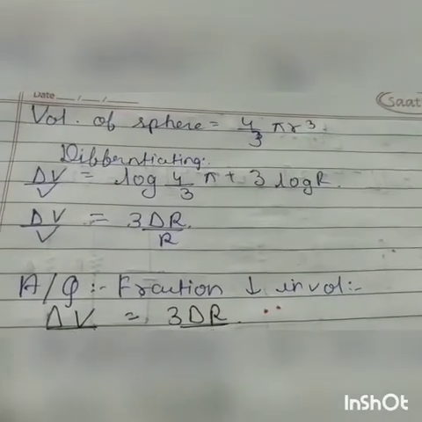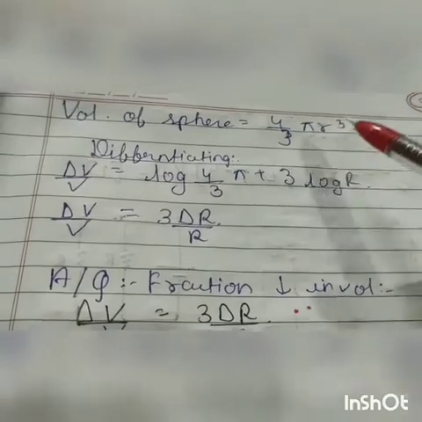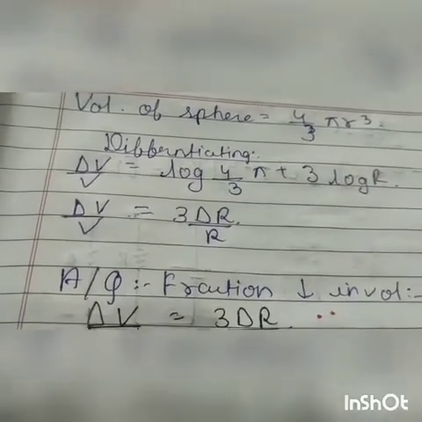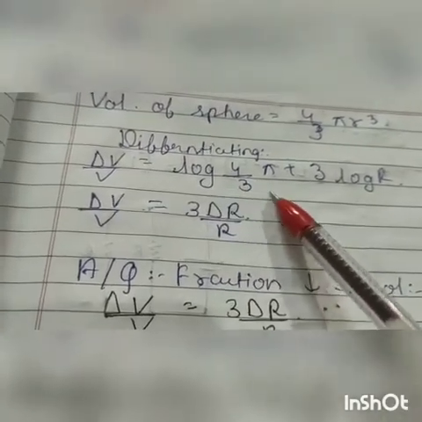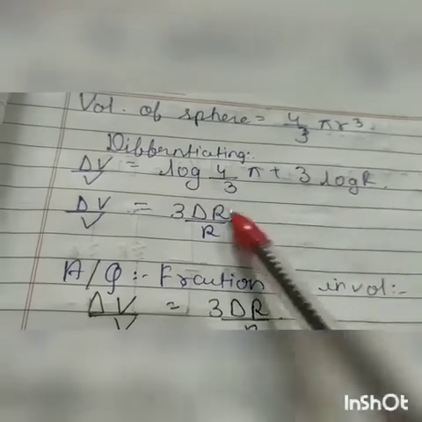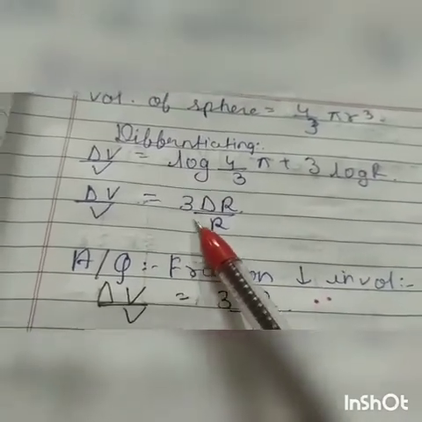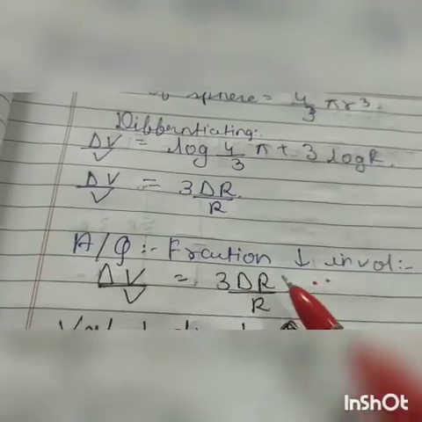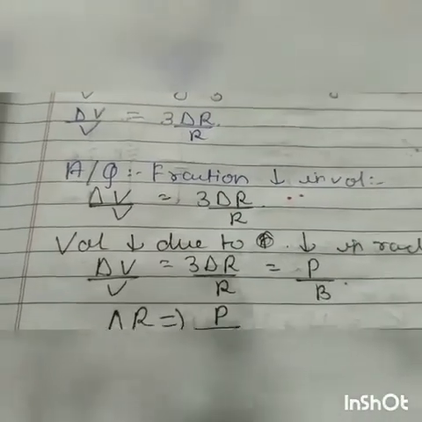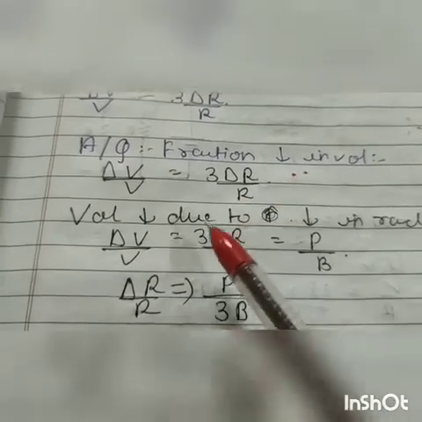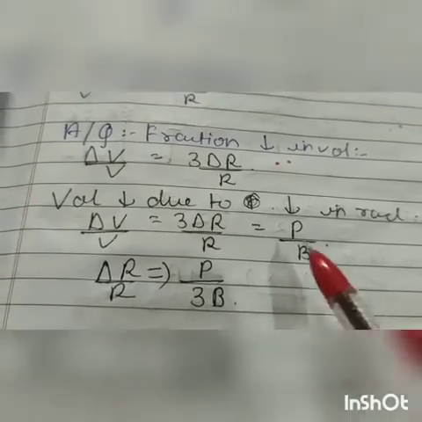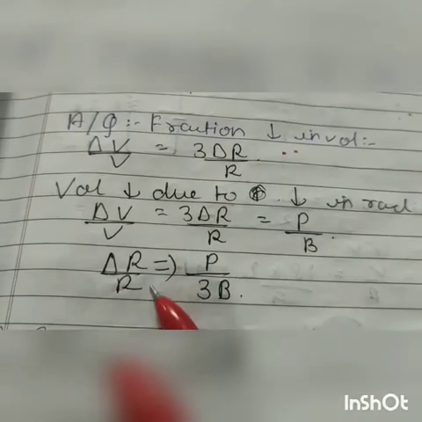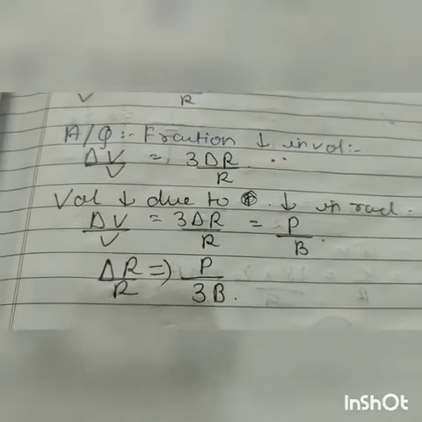So the volume of a sphere is, as we know, 4 by 3 pi r cube. So differentiating, we get delta V by V, which is in the above equation, log of 4 by 3 pi plus 3 log r. We will just differentiate it, so it comes to be 3 delta r by r. According to the question, the fractional decrease in volume, so delta V by V is 3 delta r by r. Here, if volume decreases, then radius will also decrease. So 3 delta r by r is equal to P by B. So delta r by r is equal to P by 3B. So here is the correct option, P by 3B.